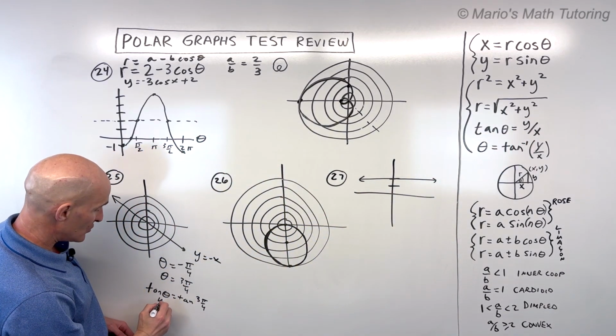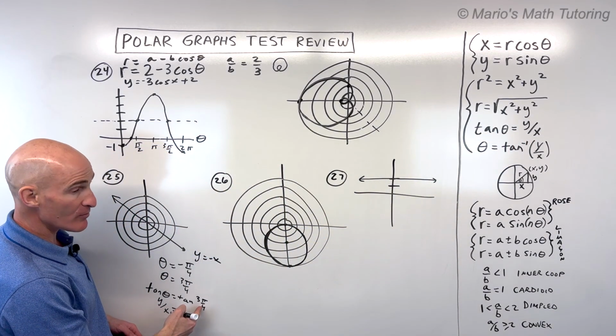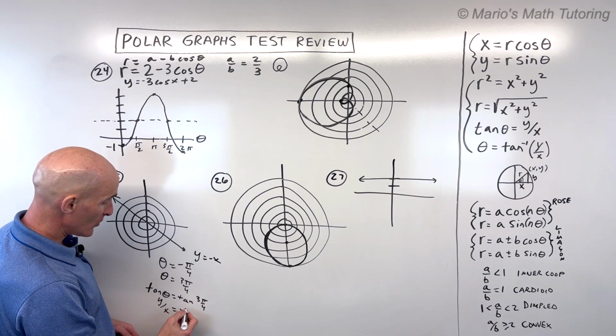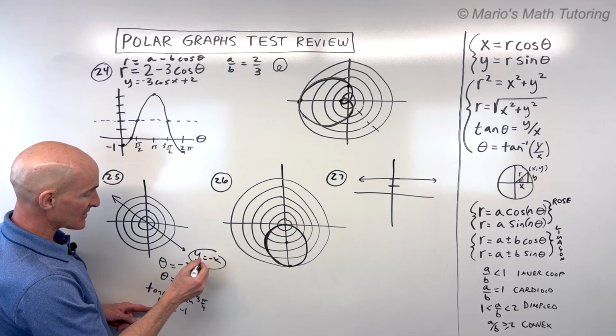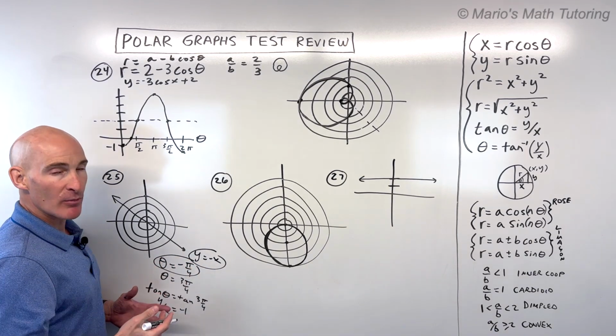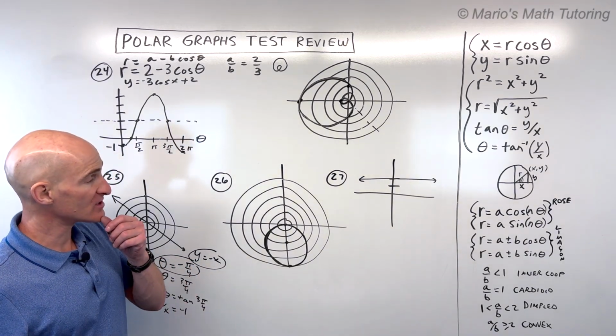So I can make that substitution, y divided by x. Tangent of 3 pi over 4 from our unit circle, we know is -1. If I multiply both sides by x, I get y equals -x. So, there are a couple different ways to do it. One form might be easier to start with than another.